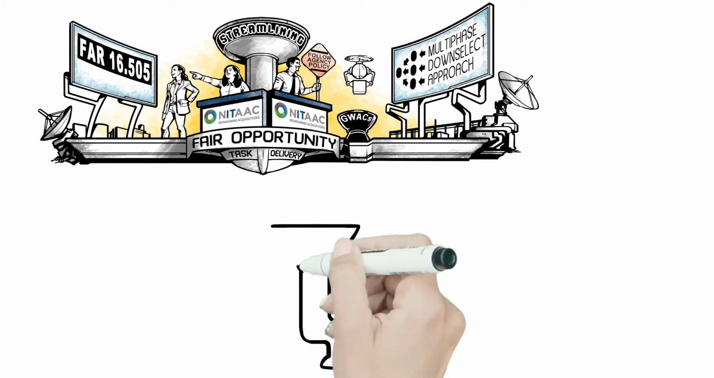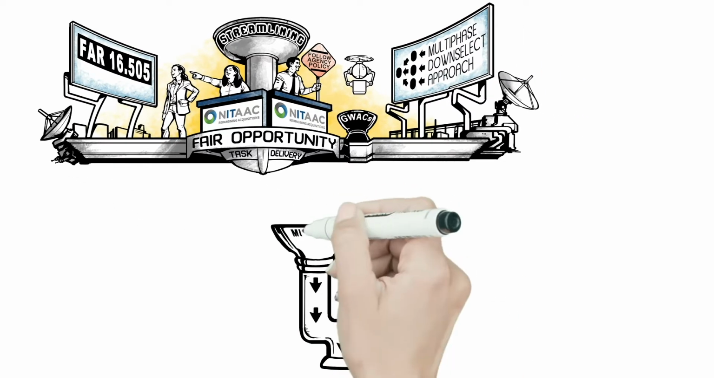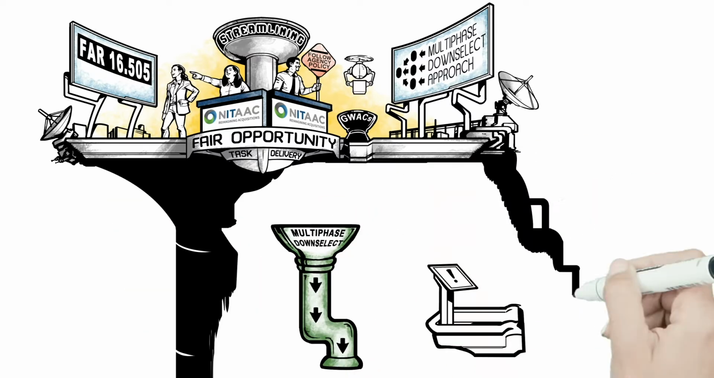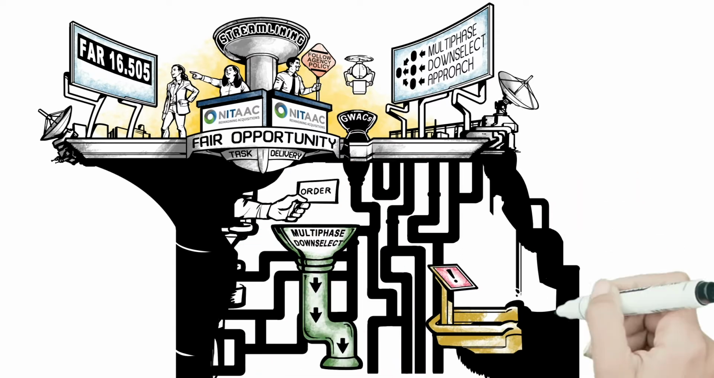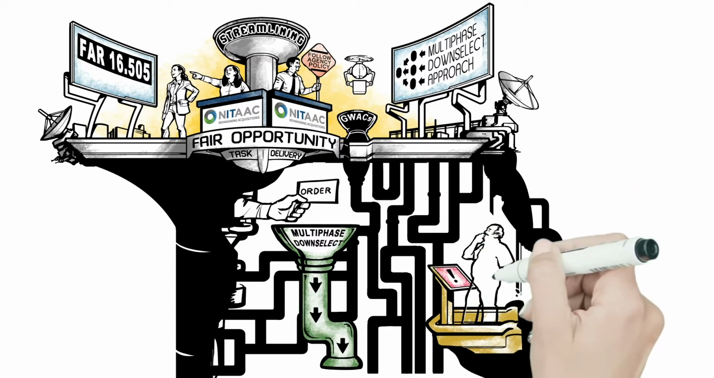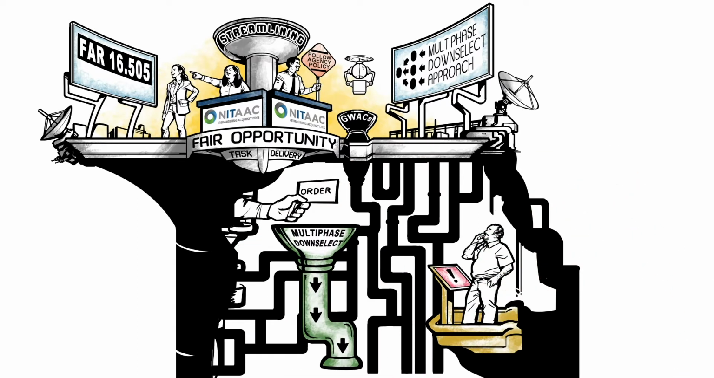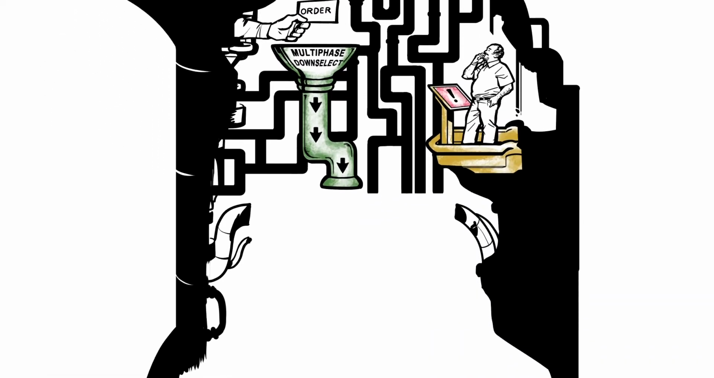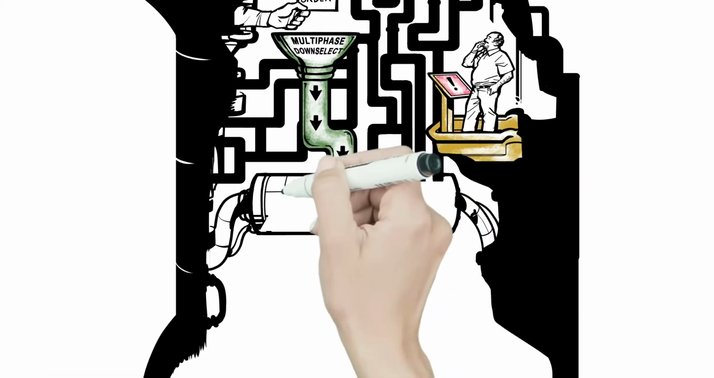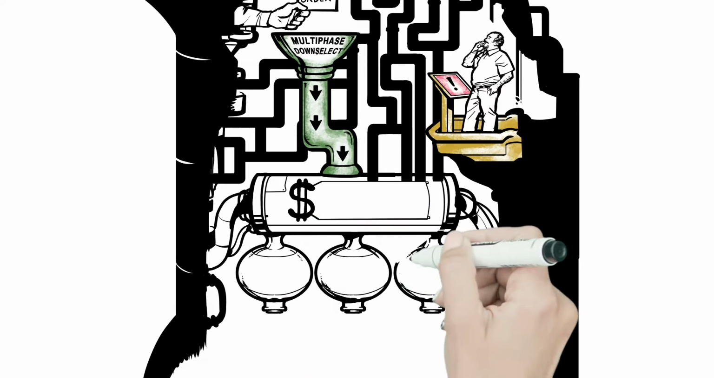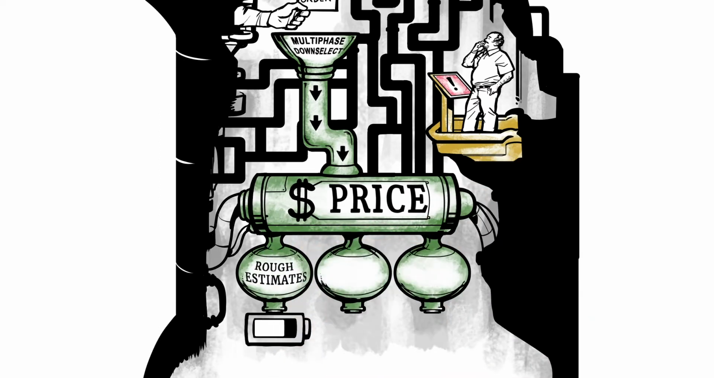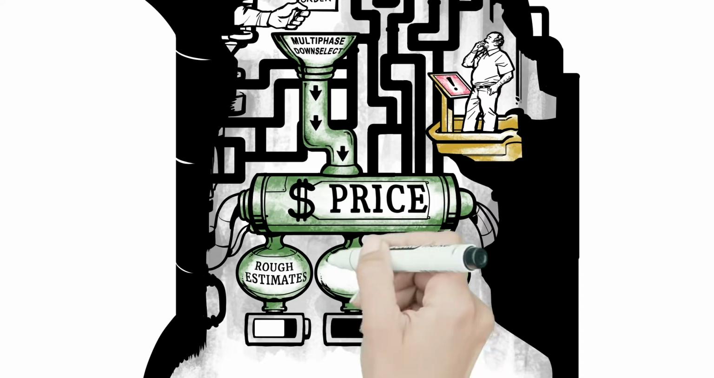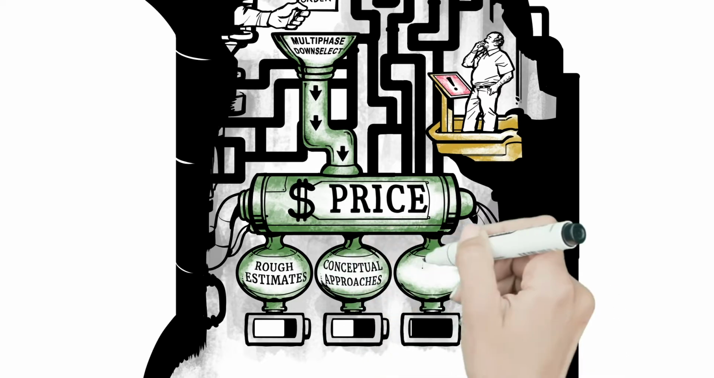FAR 16.505 suggests using a multi-phase downselect approach when the effort required to respond to a potential order is resource-intensive, for example, when requirements are complex or will develop over time. It's also great to use when all contractors are initially considered on price, for example, by asking for rough estimates. Make other considerations as appropriate, for example, by asking for conceptual approaches or past performance.